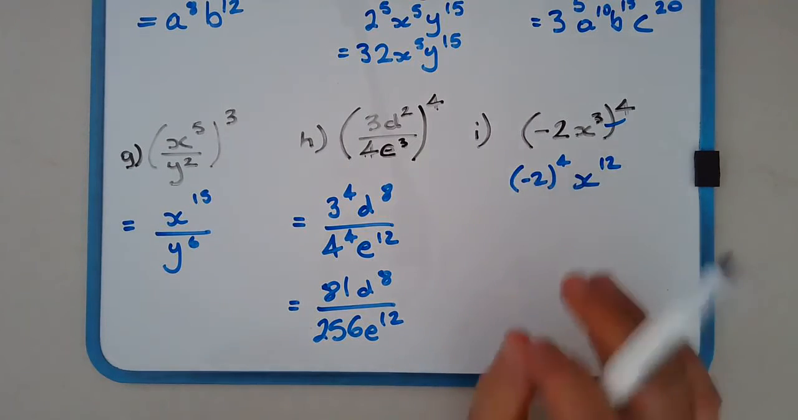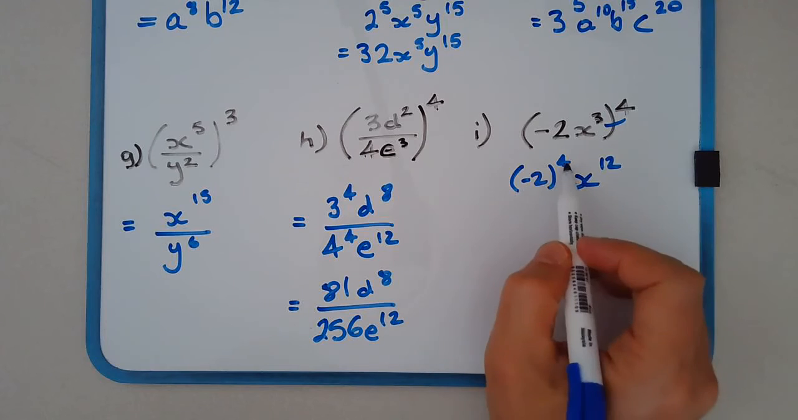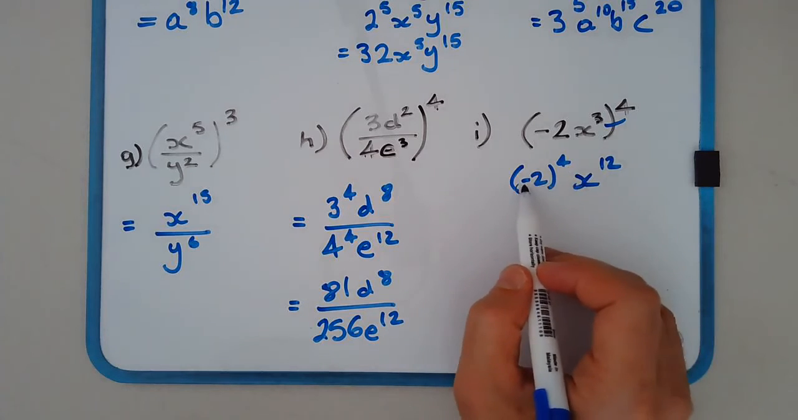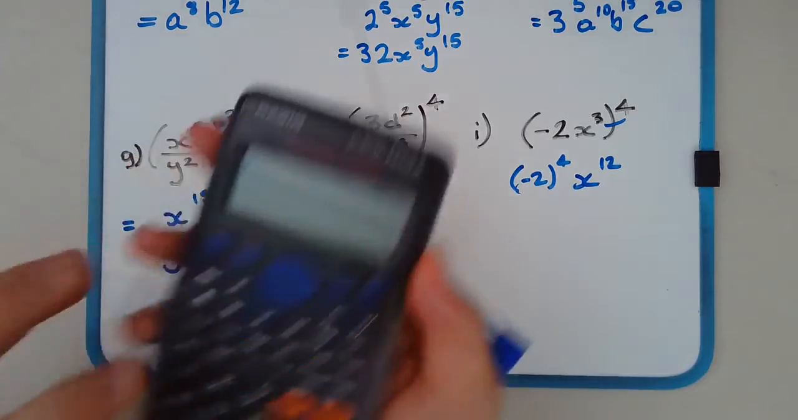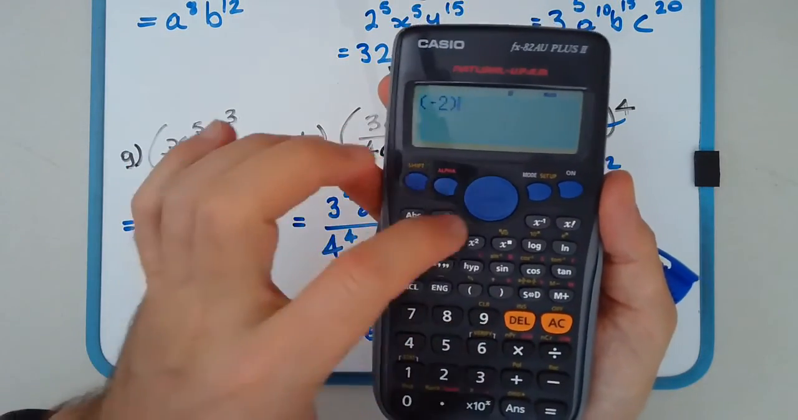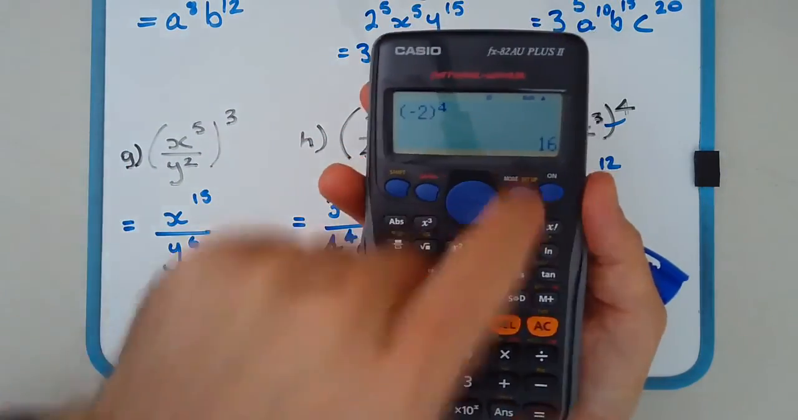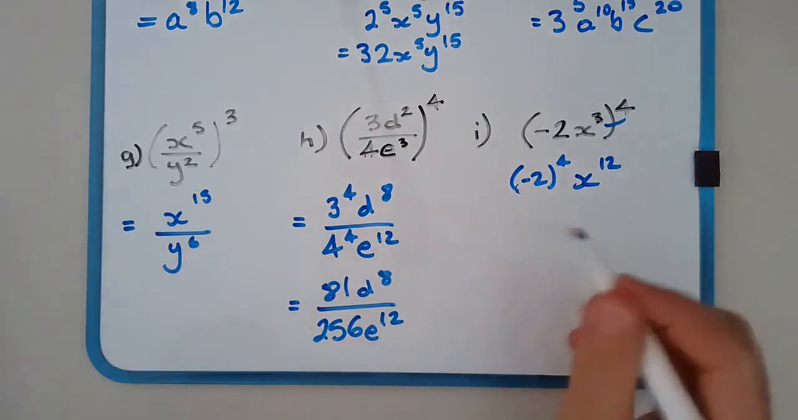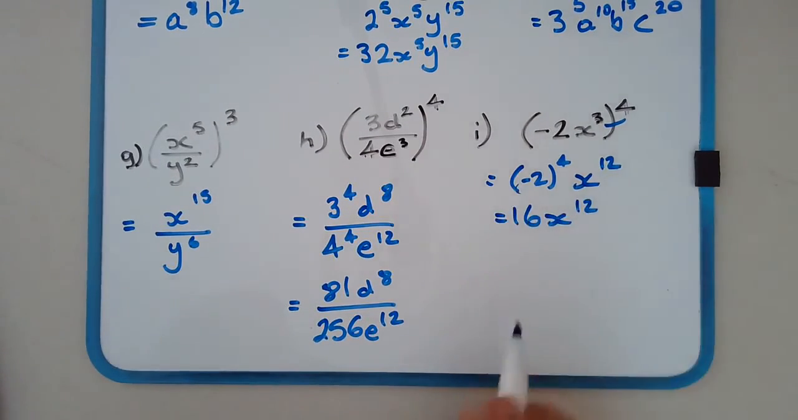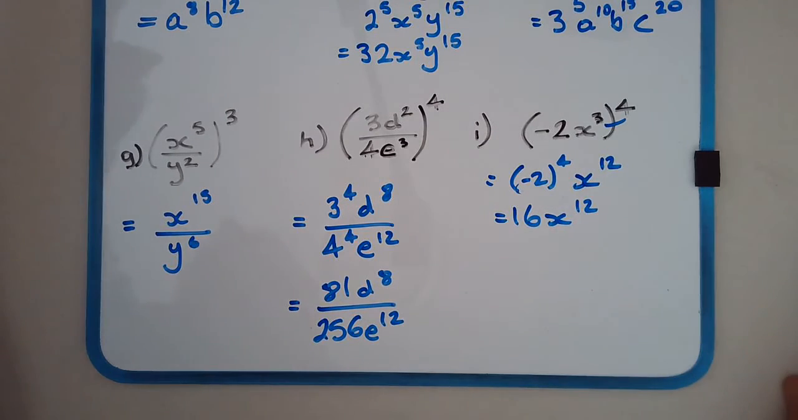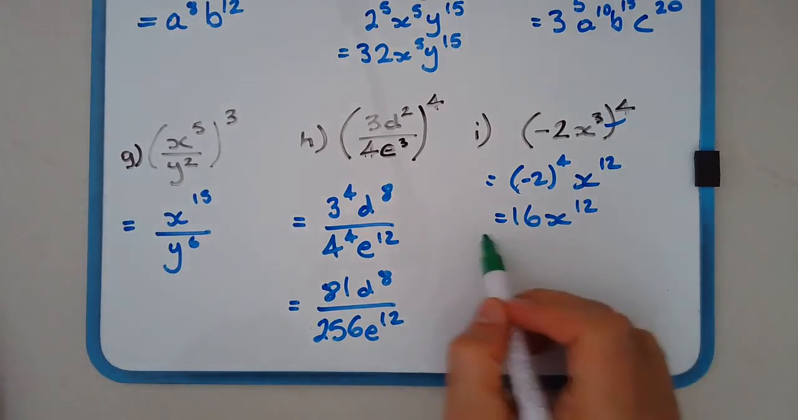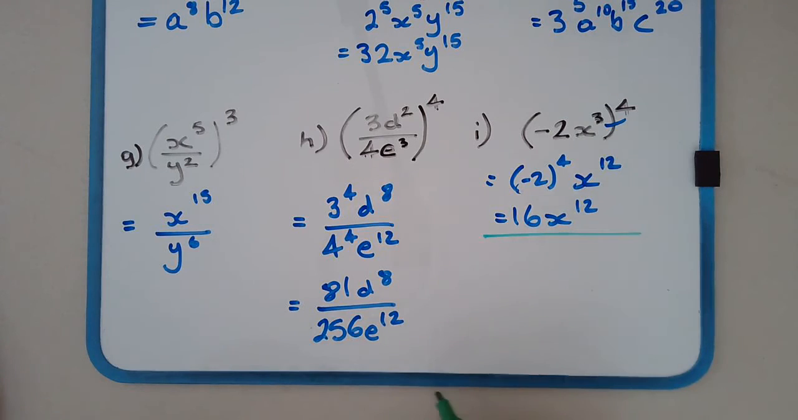There's a very interesting rule with indices that if the index is an even number, the negative becomes a positive. Okay, and there's a good reason for that actually. So if we put negative 2 in there in the calculator to the power of 4, you get positive 16. 16 x to the 12. So my question to you now is, why is this? How come negative 2 to the power of 4 is positive 16?